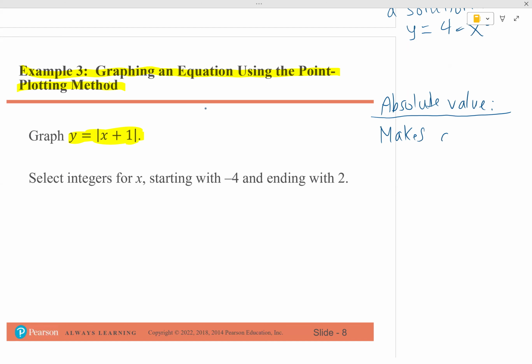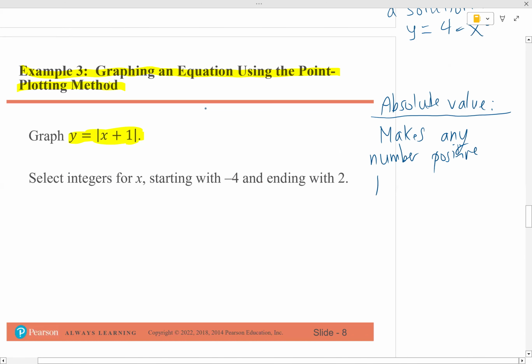That's kind of the idea. It makes any number positive. So if I had the absolute value of 2, well, that would just be 2. It's already positive. Absolute value of -5, that would be, well, make it positive now. It's 5. That's literally all it is.